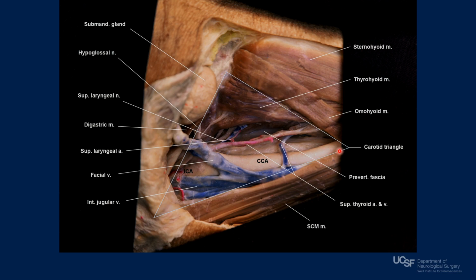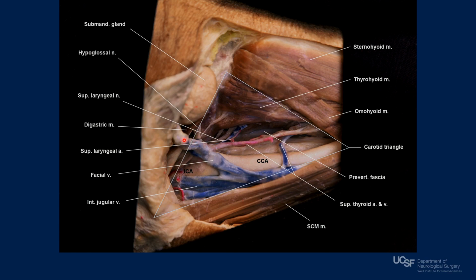Laterally, we see the common carotid artery, and we also see the bifurcation, usually at the level of C3, C4, of the internal carotid artery and external carotid artery, and one of the early branches of the external carotid artery, which is the superior thyroid artery. We see laterally the internal jugular vein, and we also can identify the posterior belly of the digastric.